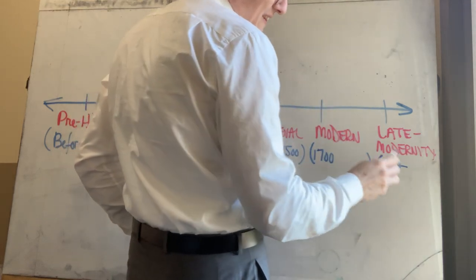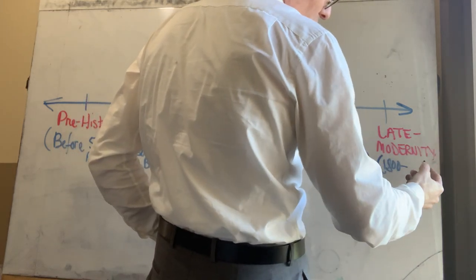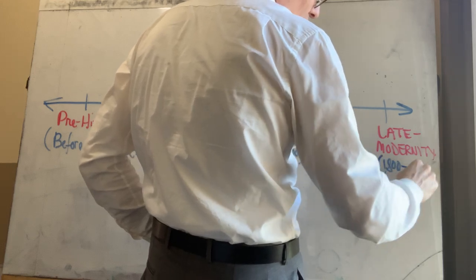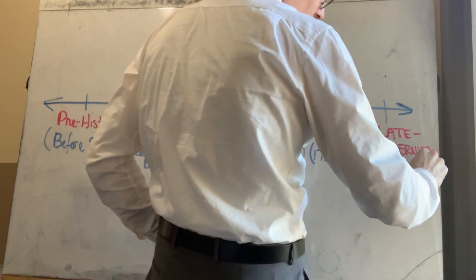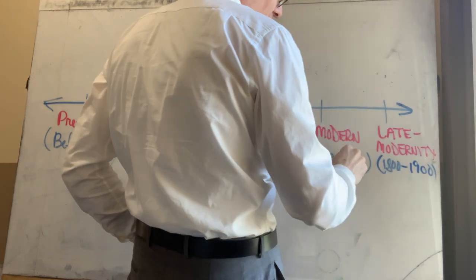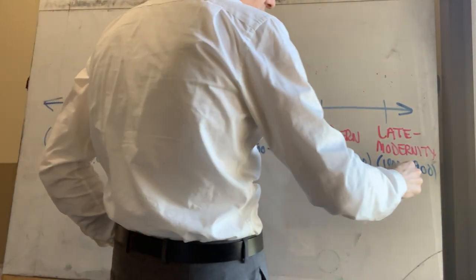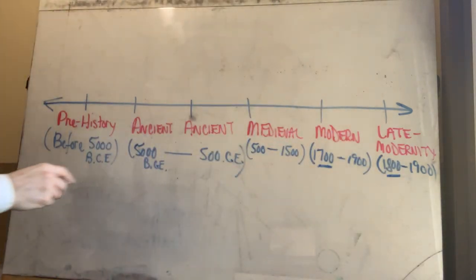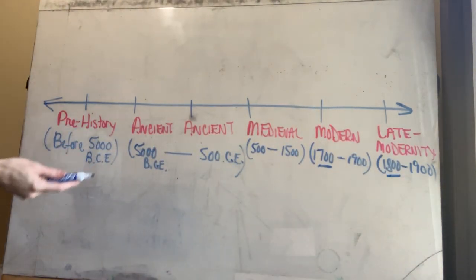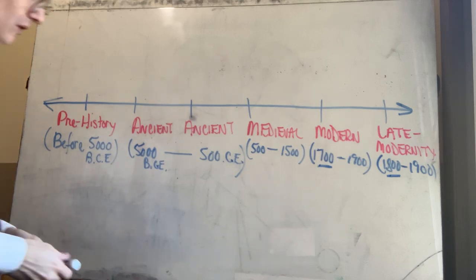Some people say up to about World War II, but it depends on who you talk to. So say 1900, roughly. This is a little bit earlier, this is a little bit later, just for lack of a phrase. Why am I doing this?